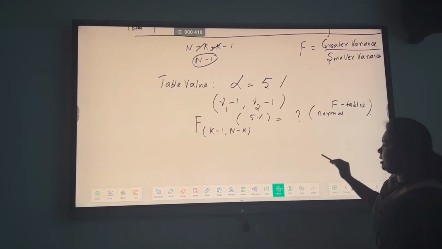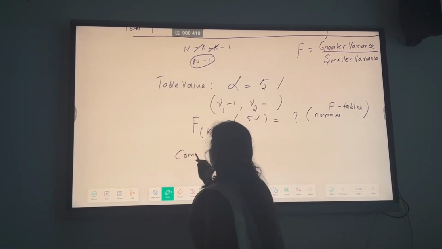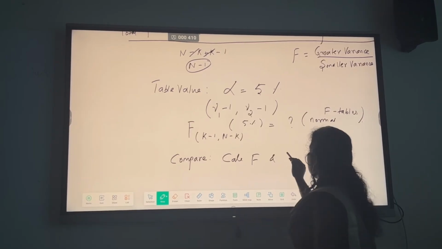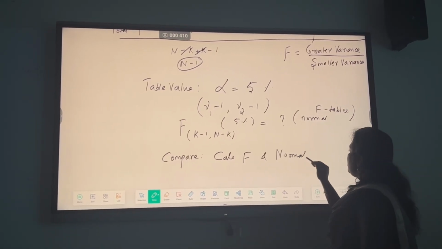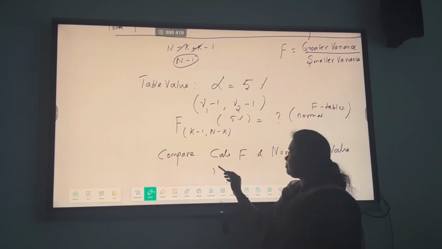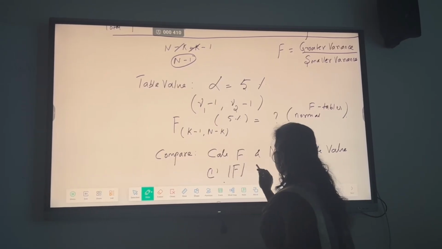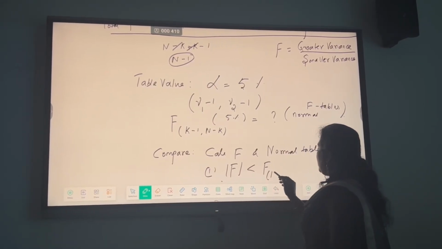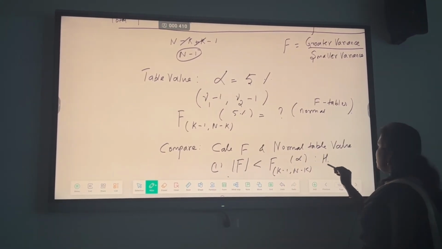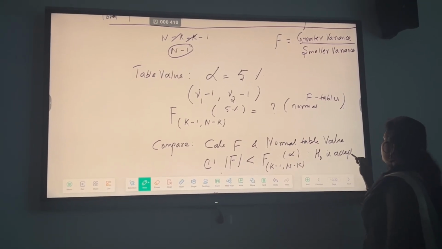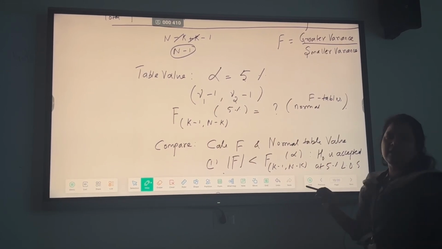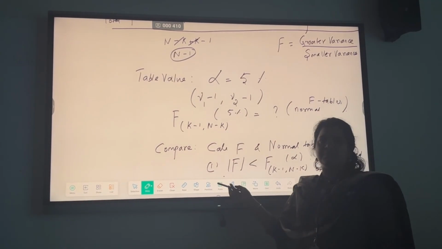Next we have to compare the calculated F value and the table value. If the calculated F value is less than the table value, we will say that H naught is accepted at 5% level of significance. From this we can give the conclusion for the problem, whether it is accepted or rejected.